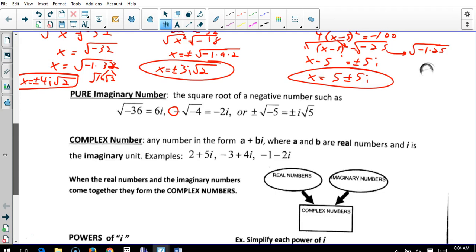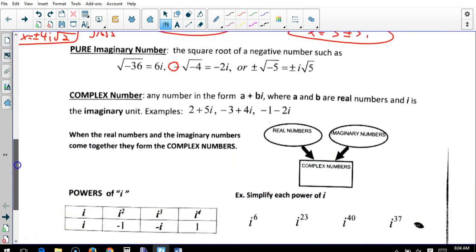Or we can have plus or minus the square root of negative 5, which equals plus or minus i square root of 5. Okay, these are pure imaginary numbers because they just have the radical. And they might have a coefficient in front. But then we get into complex numbers.